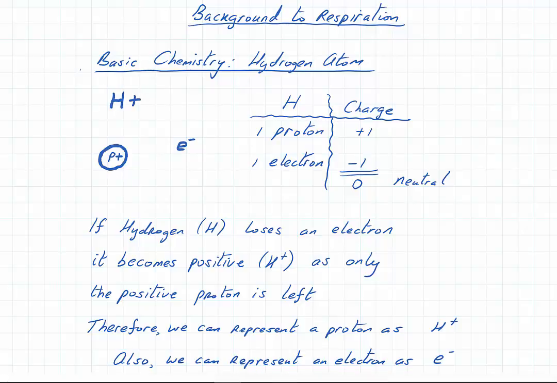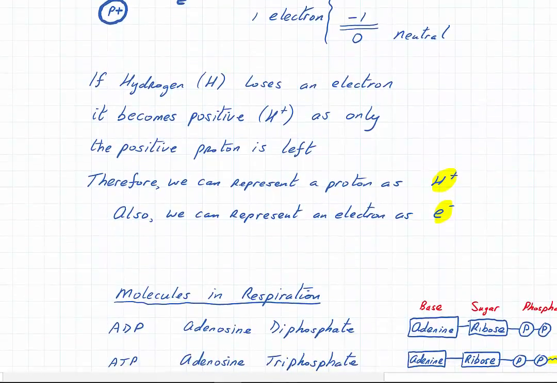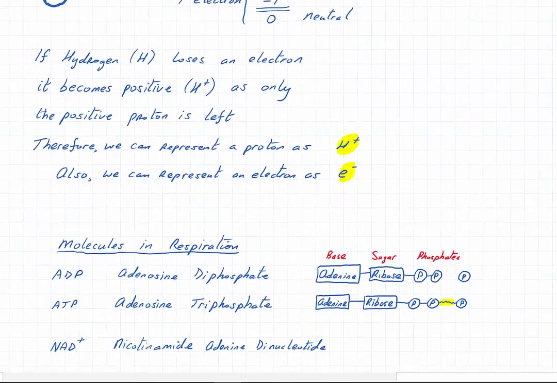This means from now on, whenever you come across H+, it represents a proton of charge +1, and e- represents an electron of charge -1. Now we can move on to some of the molecules that are involved in respiration.